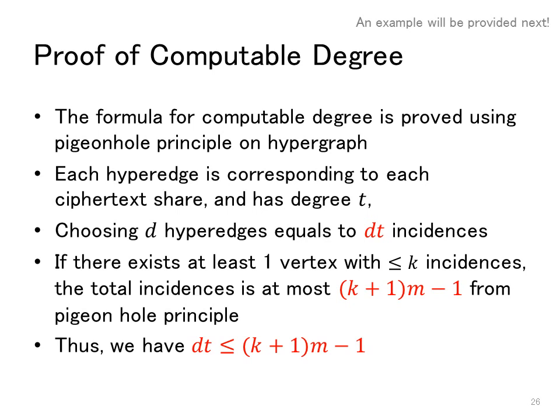The calculation can be performed by degree k homomorphic encryption if there exists at least one vertex in the graph that has at most k incidences. From the pigeonhole principle, the total incidence is at most (k+1) times (m−1). And finally, we have our formula.